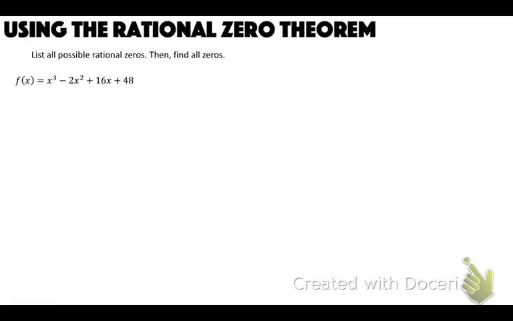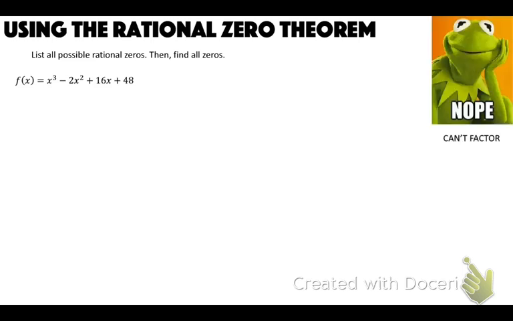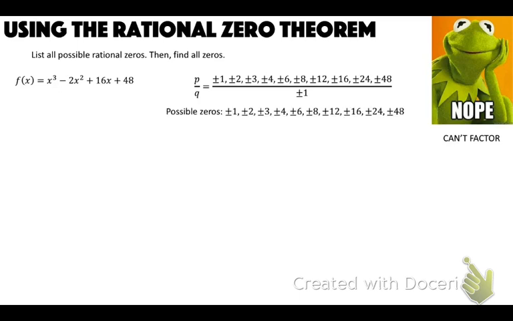All right, list all possible zeros, then find the zeros. So again, we can try to just factor this, which this one doesn't factor. So then we're going to use the p over q. So we have 1, 2, 3, 4, 6, 8, 12, 16, 24, and 48 for the factors of 48, and then 1 for the factor of q. So there's all our possible zeros, and then we're just going to start plugging them in, see which one gives us 0.